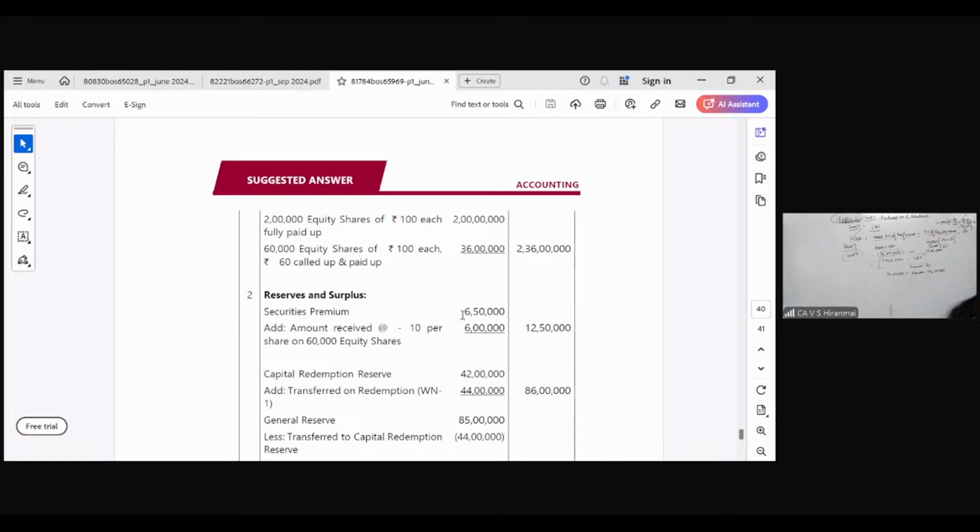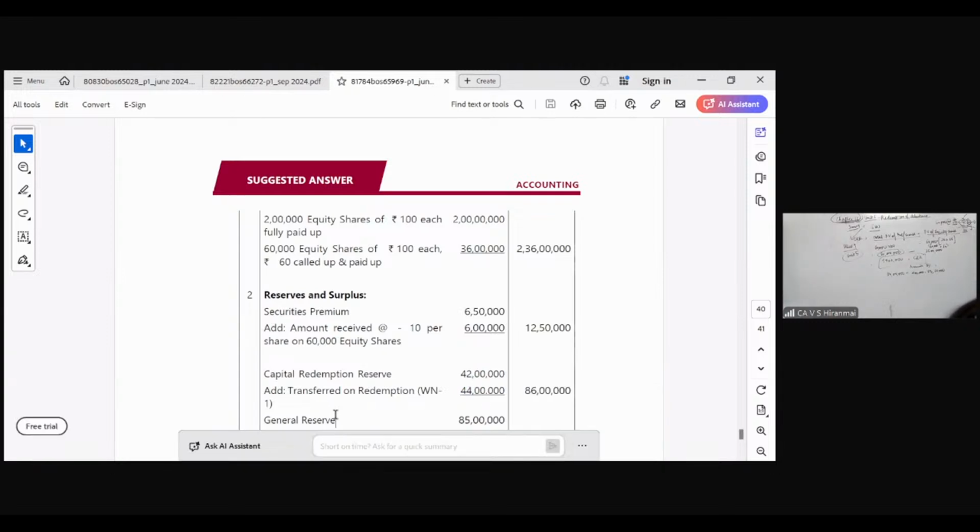Now reserves and surplus, already I had 6 lakh 50, and now I have given another 60,000 shares at 10 rupees premium, 6 lakh rupees. So this is the total. Now come here. Capital redemption reserve, I have an opening balance of 42. Now I have created 44 lakhs, so the total comes to 86 lakhs.